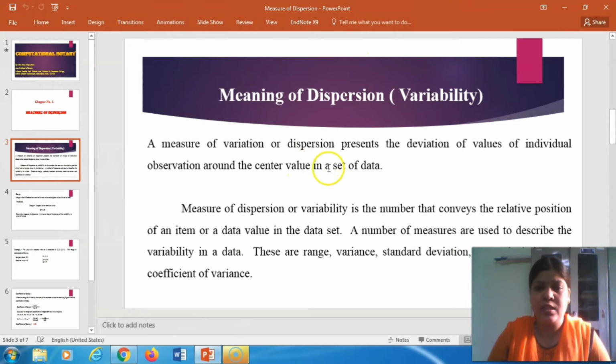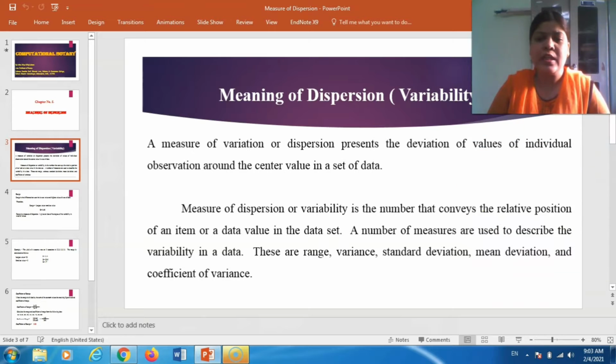A measure of variation or dispersion presents the deviation of values of individual observations around the center value in a set of data. Then a measure of dispersion or variability is the number that conveys the relative position of an item or a data value in the data set. So we come to know the position of a variable in a data set. A number of measures are used to describe the variability in data.